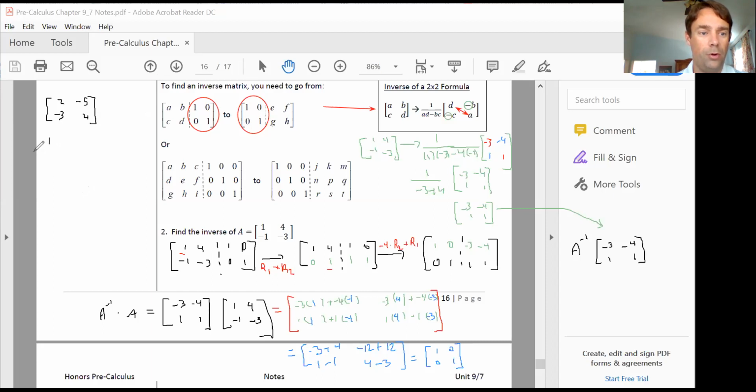So 1 over 2 times 4, so A times D, minus B times C. Okay, so we do the scalar part, and then we're going to take our A and our D and we flip them. And we take our B and our C and we make them get the opposite sign. So -5 becomes a +5. -3 becomes a +3.